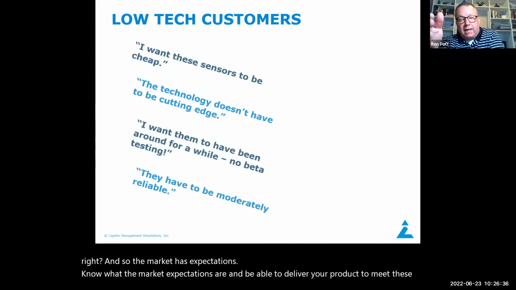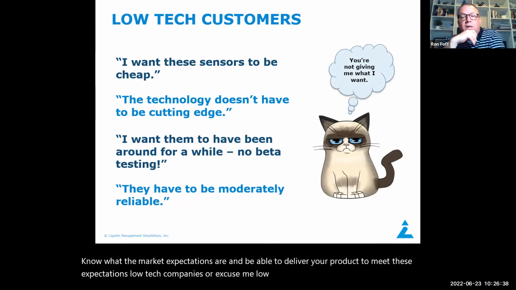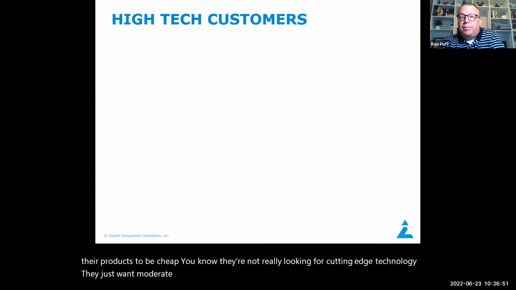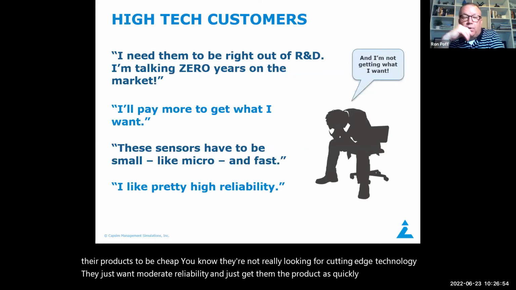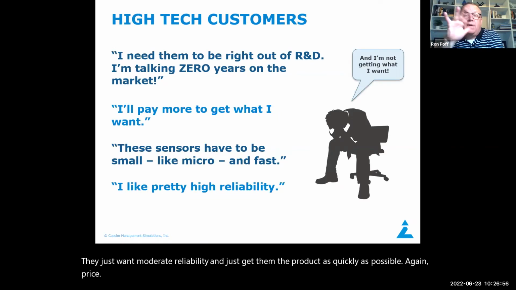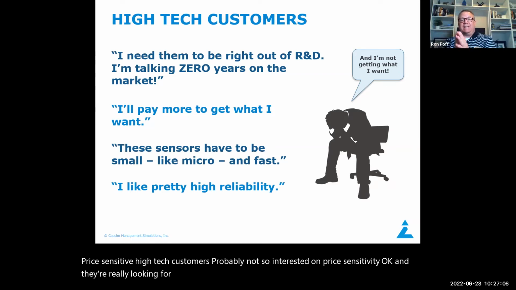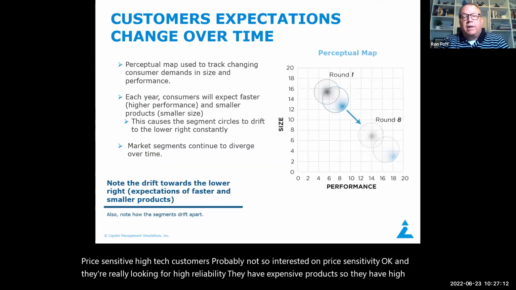All right. Low-tech customers really want their products to be cheap. They're not really looking for cutting-edge technology. They just want moderate reliability and just get them the product as quickly as possible. Again, price sensitive. High-tech customers are probably not so interested in price sensitivity, okay? And they're really looking for high reliability. They have expensive products, so they have high expectations in the marketplace.